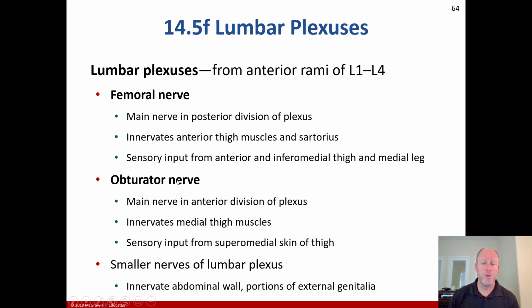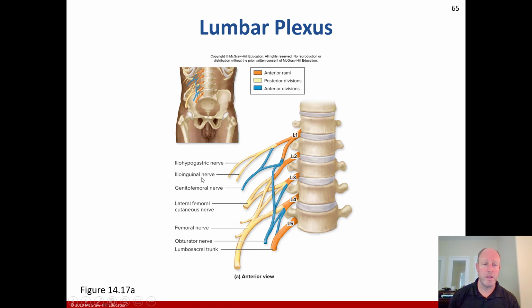And the obturator nerve, we're talking about the main nerve in the anterior division of the plexus, innervates the medial thigh muscles. Basically you're talking about the hip, essentially, right? We say thigh, they say thigh, the translation would also be hip, and the leg would refer to more like the knee, okay? And it innervates the medial thigh muscles, with sensory input from the superior middle skin of the thigh. Smaller nerves of the lumbar plexus innervate the abdominal wall and portions of the external genitalia.